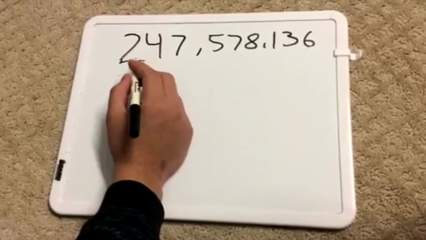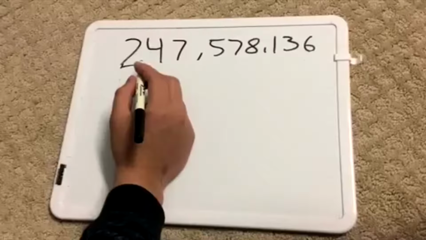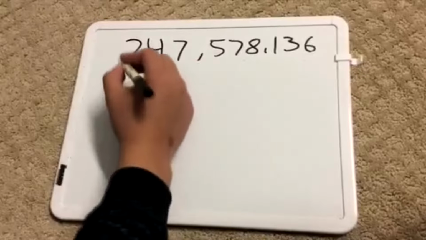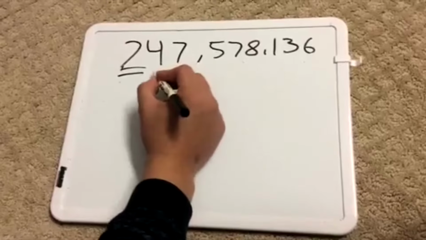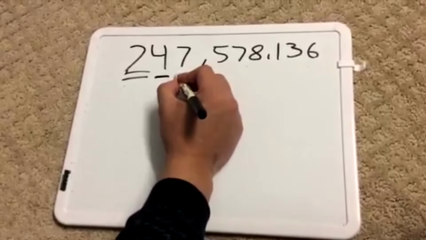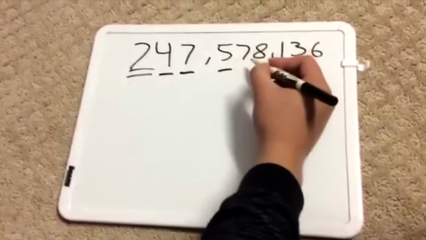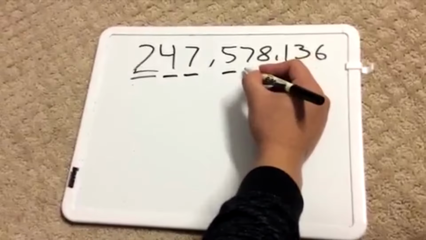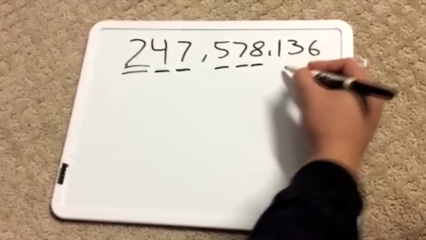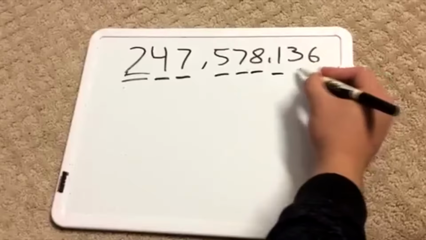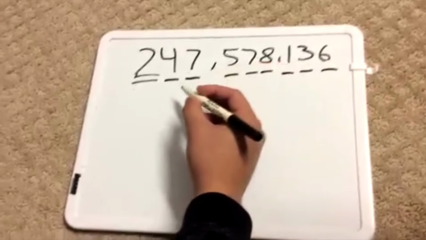After learning how to round, you may realize that it is necessary to round to a decimal place in some cases. Look at this number right here. The 2 is in the hundred thousandths place, the 4 is in the 10,000ths place, the 7 is in the thousandths place, the 5 is in the hundreds place, the 7 is in the tens place, the 8 is in the ones place, and the 1 is in the tenths place, the 3 is in the hundreds place, and the 6 is in the thousandths place.